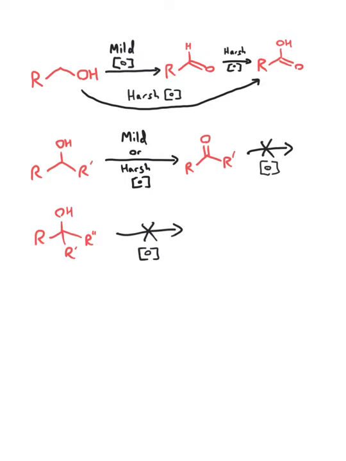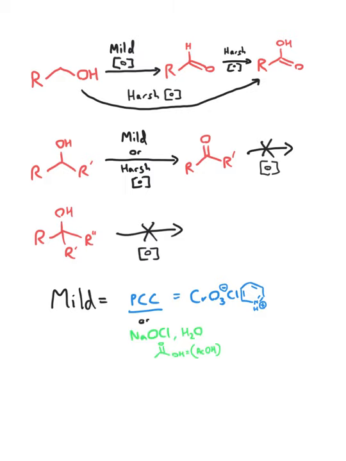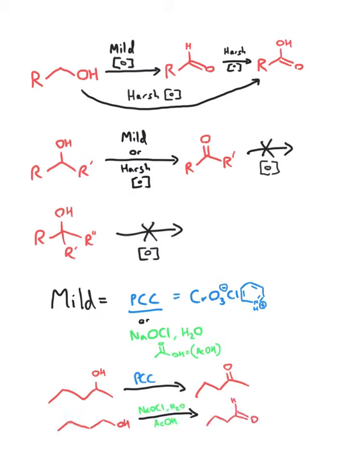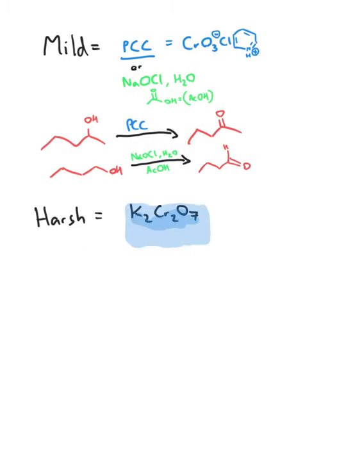So what are mild conditions for oxidation? Well, these will include PCC, looks like this, or sodium hypochlorite in water and acetic acid. Both of those conditions, for example, could convert a secondary alcohol into a ketone, or this primary alcohol into this aldehyde. Harsh conditions involve potassium dichromate in sulfuric acid and water, or something like potassium permanganate, just straight.